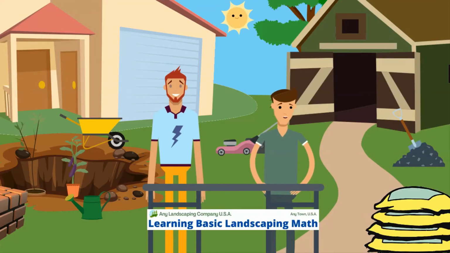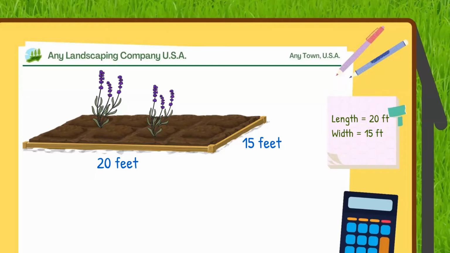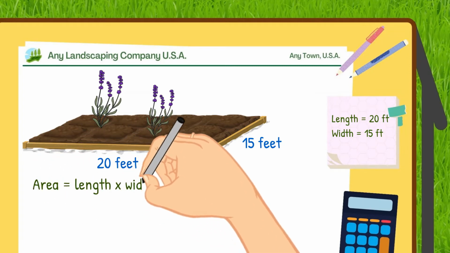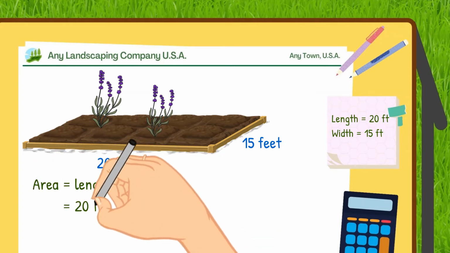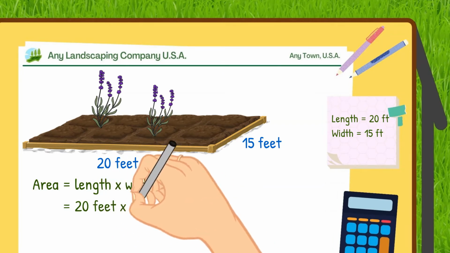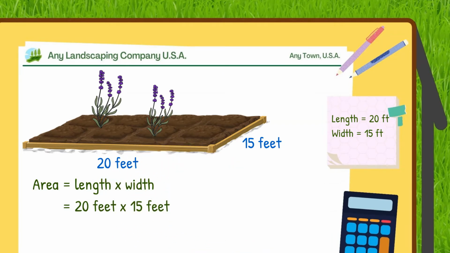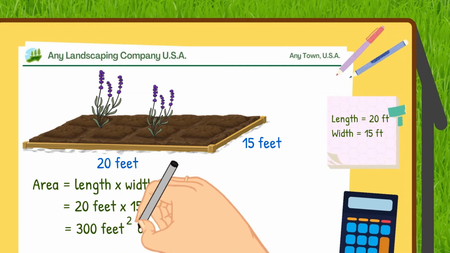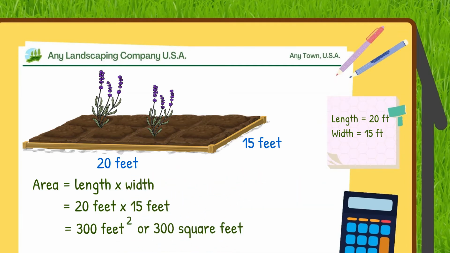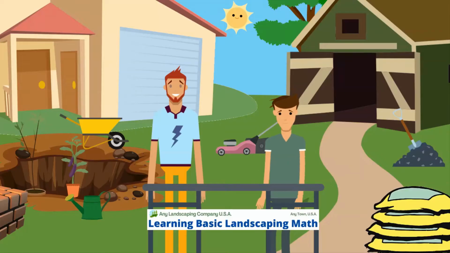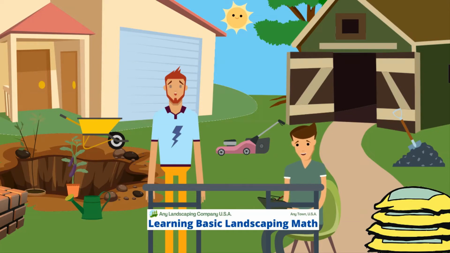First problem. How much landscaping fabric do we need to cover our flower garden? Let's find out by calculating the area of the flower garden. Area is length times width. We have a length of 20 feet and a width of 15 feet. 20 times 15 is 300 feet squared or 300 square feet. John needs 300 square feet of landscaping fabric to cover the flower garden.